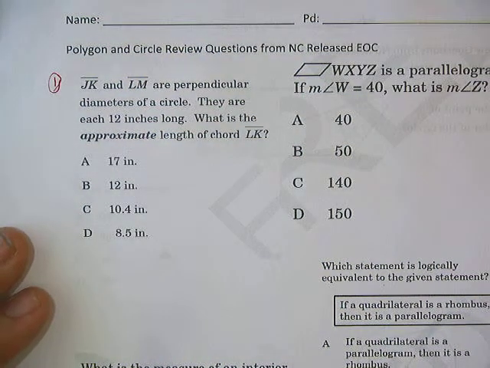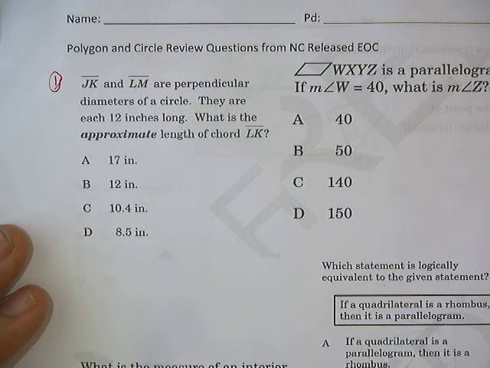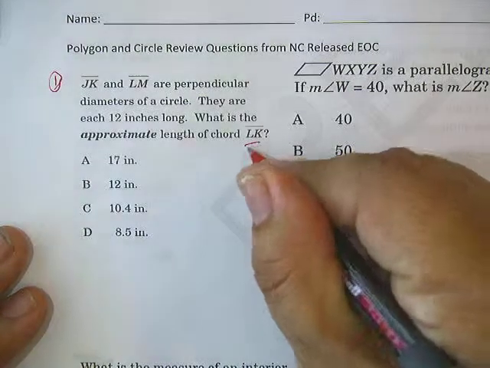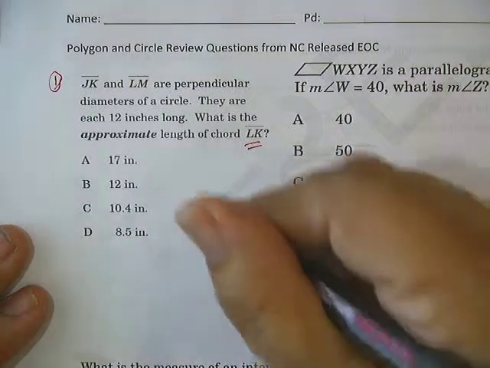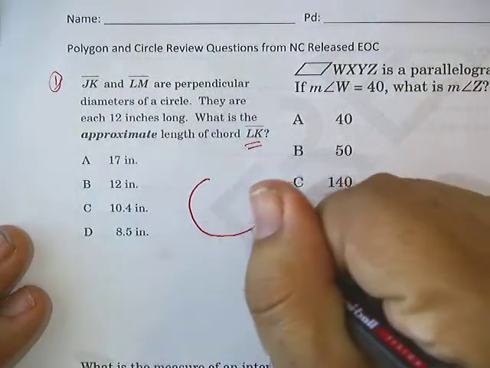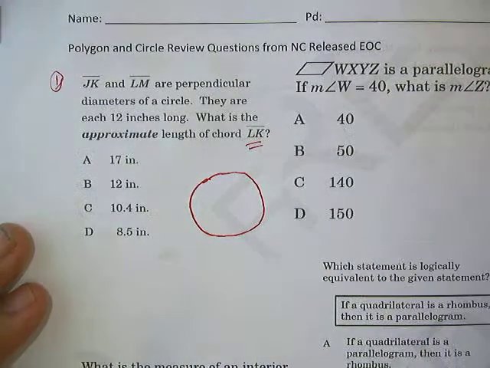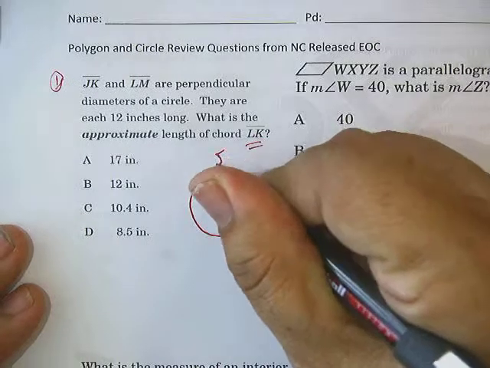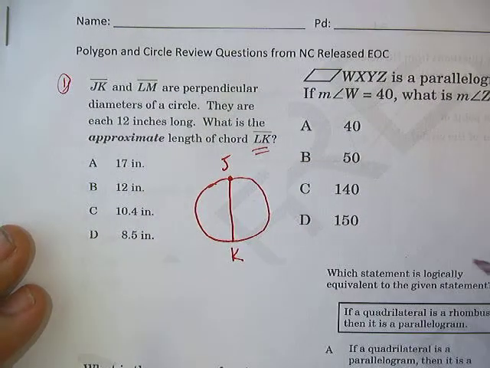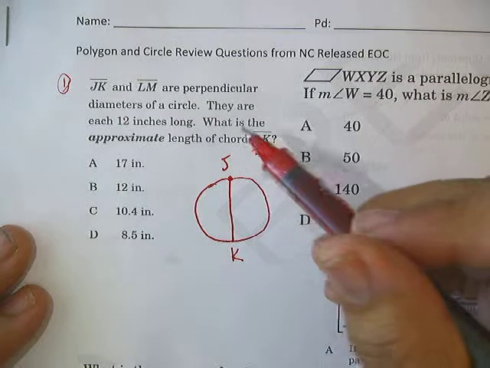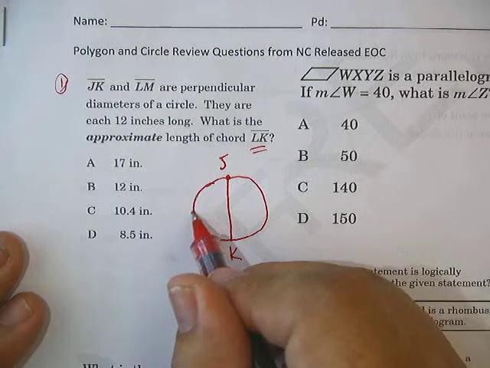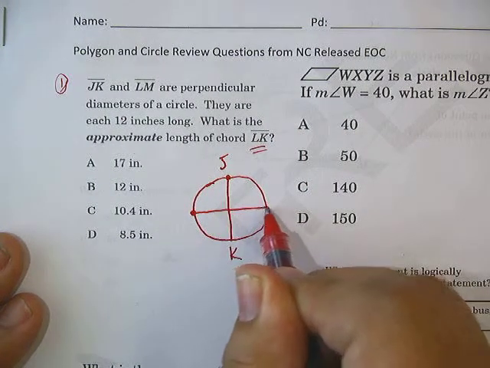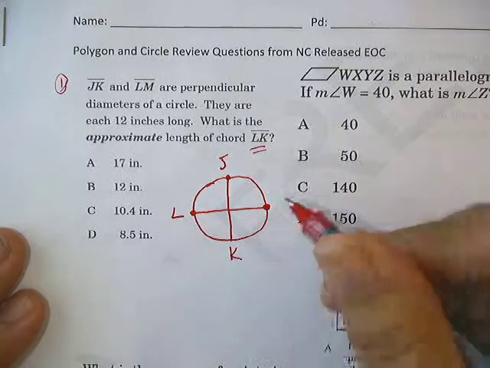So JK and LM are perpendicular diameters of a circle. They are each 12 inches long. What is the approximate length of chord LK? So this is what we're looking for right here. The first thing I'm going to do is go ahead and draw a pretty bad circle. There we go. And I'm going to make a diameter, JK. So the point J and the point K. Then I'm making another diameter that's perpendicular. So that means it's going to cut it kind of in quarters. There's L and there's M.